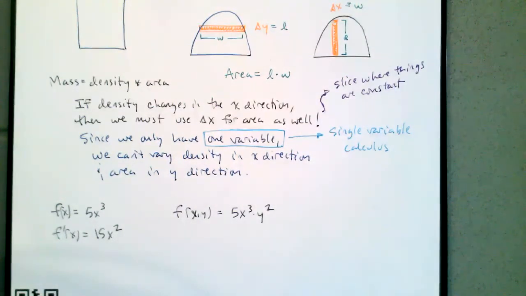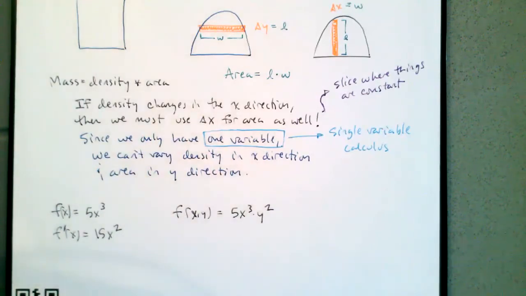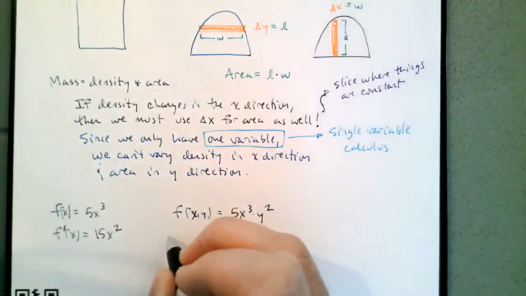We have two variables, so we can calculate the slope in two different directions, one in the x direction and one in the y direction. So we could take the derivative of f with respect to x. I can't use this prime because prime is not variable specific. So here's what we do. We just write a subscript.